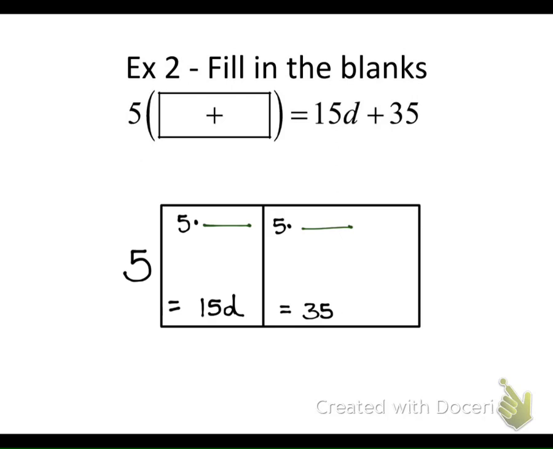So 5 times what gets me to 15? I do not have a variable up here, but I do down here. And I come here. 5 times what gets me to 35? Do I have any variables to worry about? No. Nope. Okay. So what things do I need to do yet to make this area model complete?